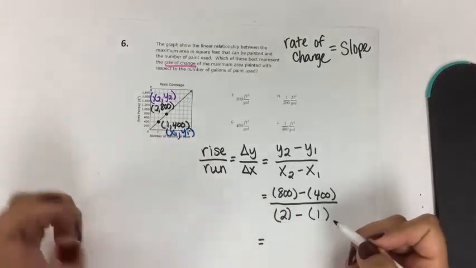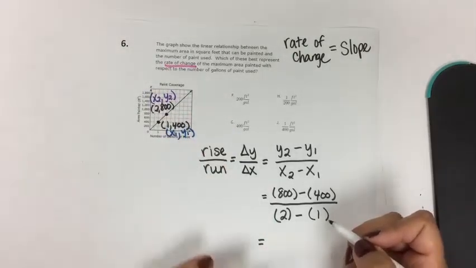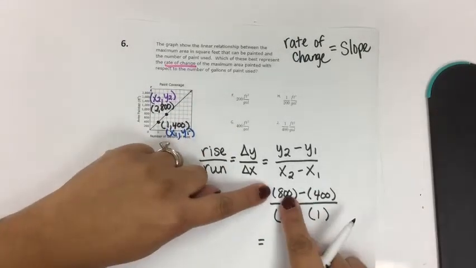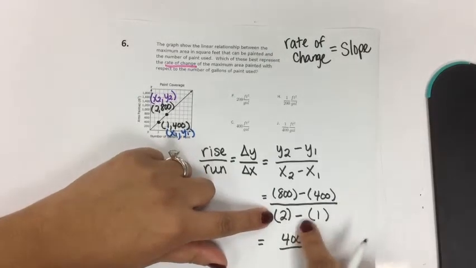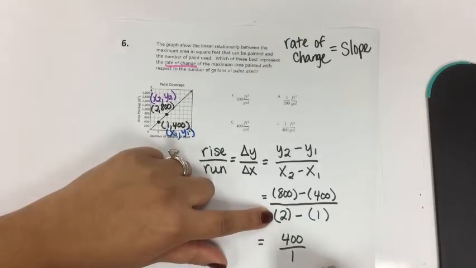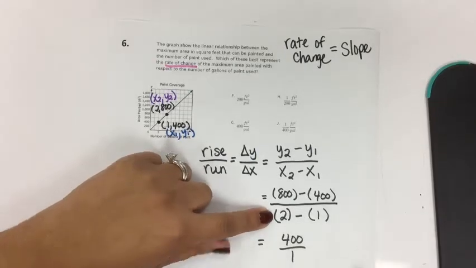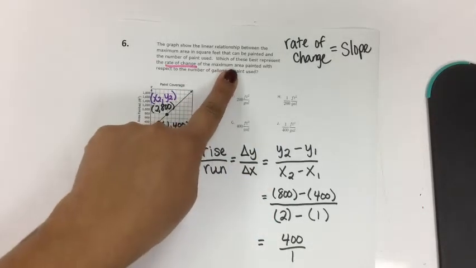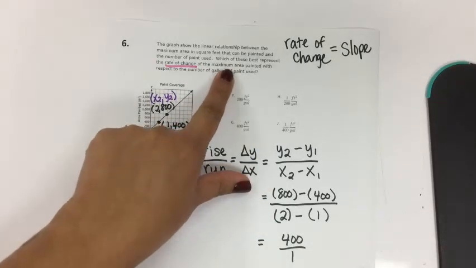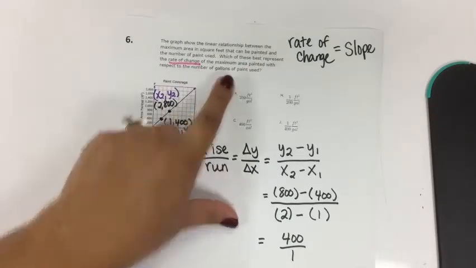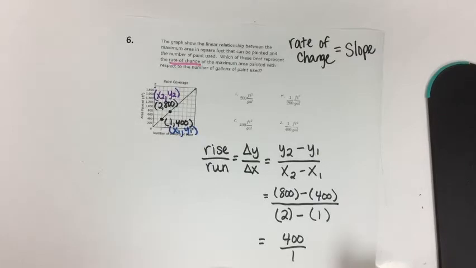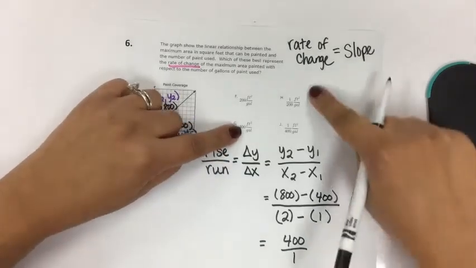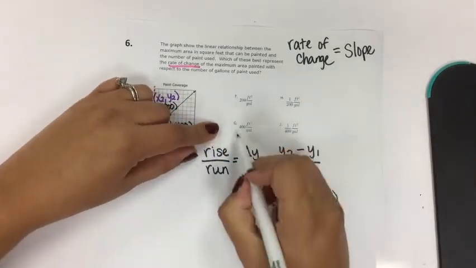Okay, and you could put this in your handy calculator. I don't have mine out, so I'm just going to do it by hand. 800 minus 400 is 400. 2 minus 1 is 1, so that simplifies to 400. And this is maximum area painted with respect to the number of gallons, so it's feet squared per gallon. And which one of these looks like this? It would be right here.